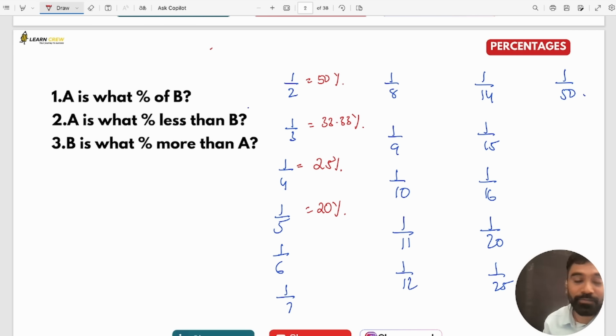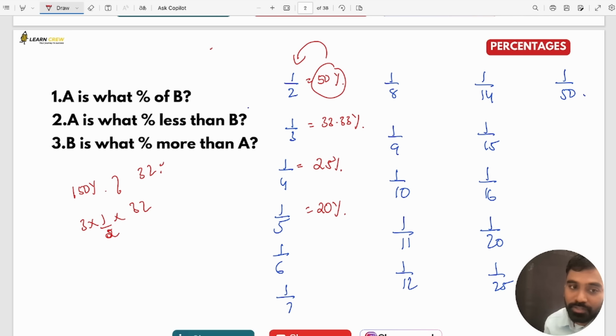So what is the benefit of it? When I ask a question, for example, what is 150% of 32? Normally you take 150 as a percentage and solve it, and you'll get the answer, but you will take at least 30-40 seconds. Now you know the 50% value as a fraction, which is 1/2. So 150% is 3 into 1/2 into 32. 2 goes into 32 sixteen times, and 3 into 16 becomes 48. This is your answer. How much time did it take? Hardly 10 seconds. 20 seconds saved.